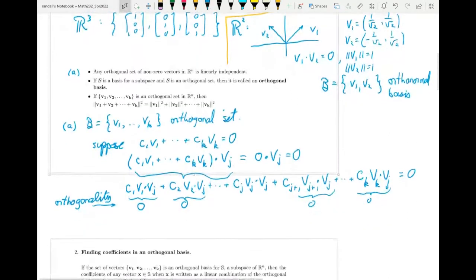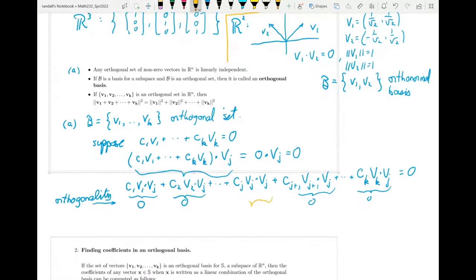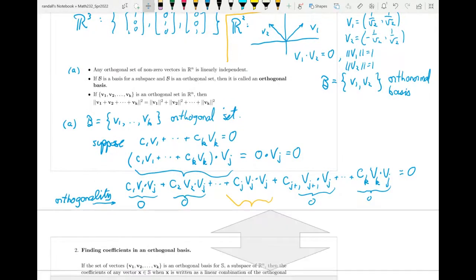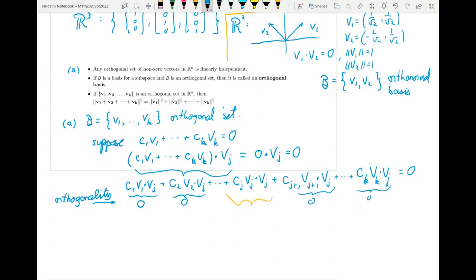But the one that remains here is not going to be 0. This one is going to be Cj times the norm of Vj squared. I'm not assuming orthonormal, so this doesn't have to be 1. And on the right-hand side, we have 0. So there's Cj times a positive number that equals 0. The only way that can happen is Cj equals 0.